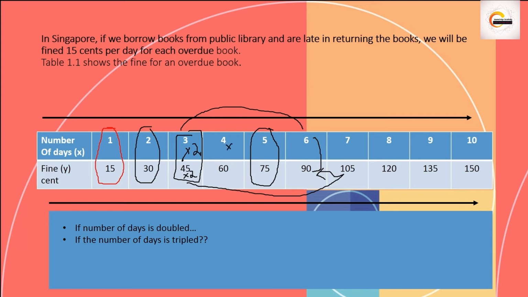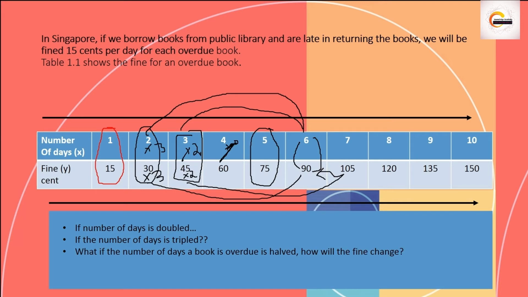Now, if we triple the number of days, what will happen? So let's consider this case, number 2. If I multiply number 2 by 3, it's tripled. So 3 times number 2 is 6. If I increase the number of days 3 times, what will happen to the fine? The fine is 90. And we all know that 3 times 30 makes 90. So if the number of days is tripled, the fine will also be tripled.